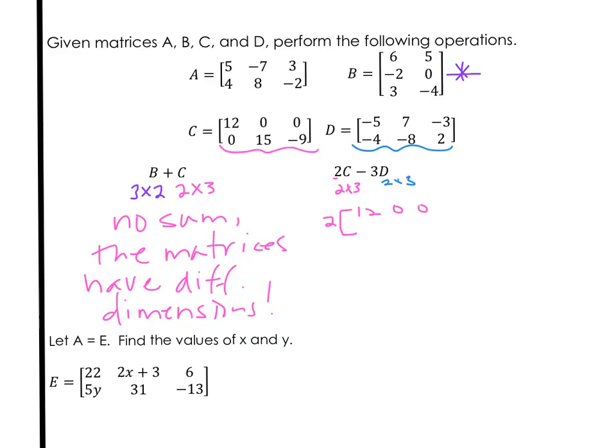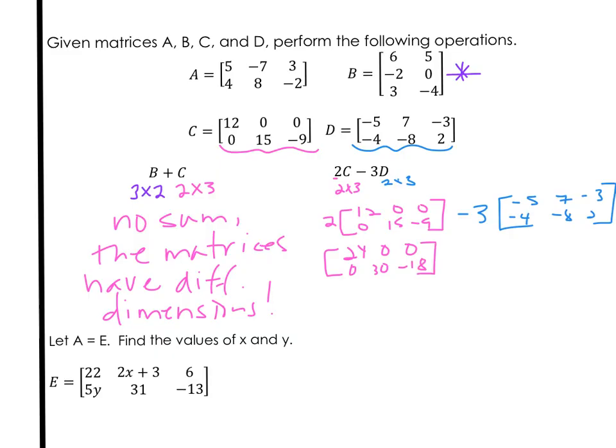12, 0, 0, 0, 15, negative 9. And then I'm going to subtract 3 times matrix D, negative 5, 7, negative 3, and negative 4, negative 8, and 2. Now if I double matrix C, I'm really just multiplying all of my elements by 2. This shouldn't take very long at all. 24, but then 0 and 0. And in row 2, 0, 30, and negative 18.